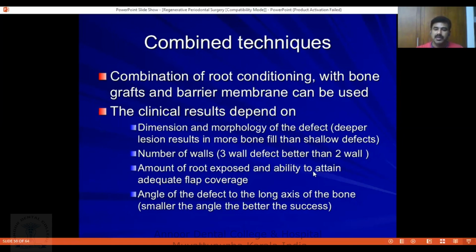Then the amount of root exposed and the ability to achieve flap coverage. So how much soft tissue is there so that it can cover the bone graft that you are going to place. That is also something that you have to look for before you decide which technique you are going to use. And the angle of the defect to the long axis of the bone. The smaller the angle, the better the success. A small angle means you have a deep angular defect, and a larger angle means you have more of a horizontal type of defect. It's very difficult to regenerate.